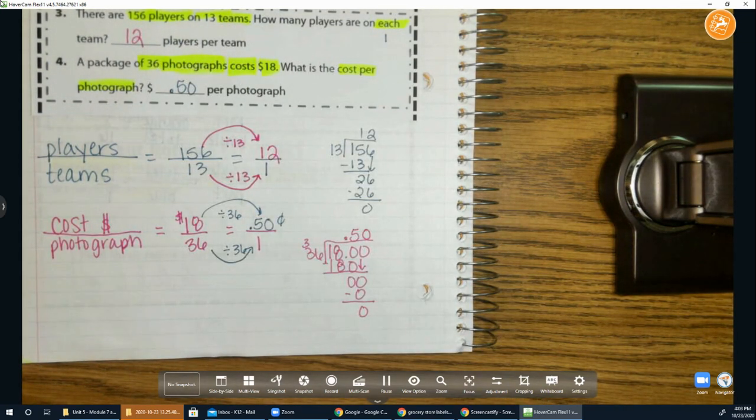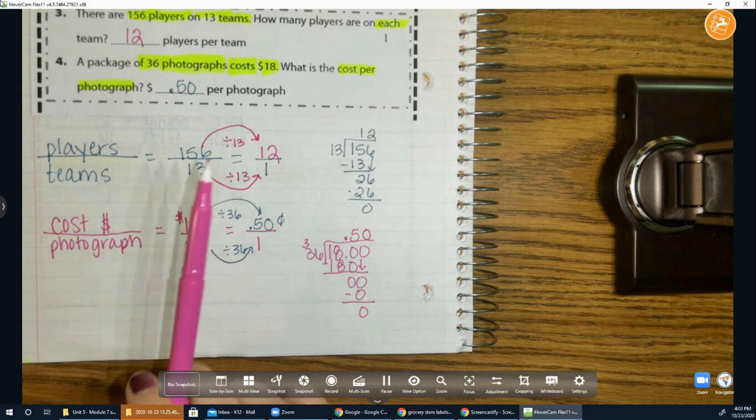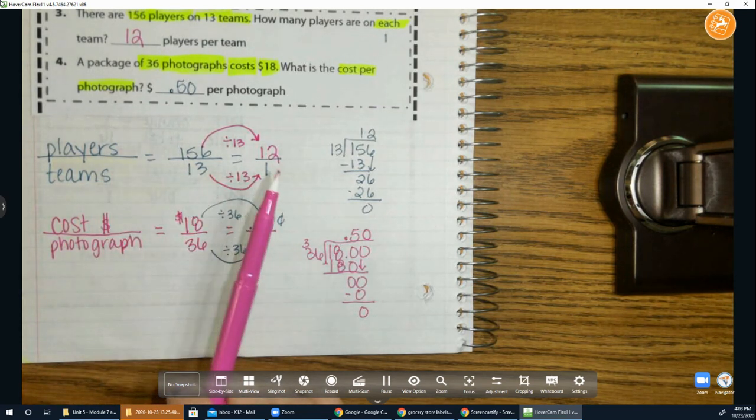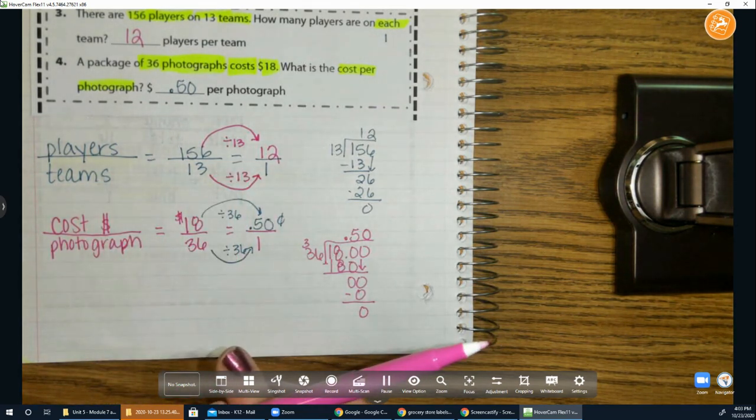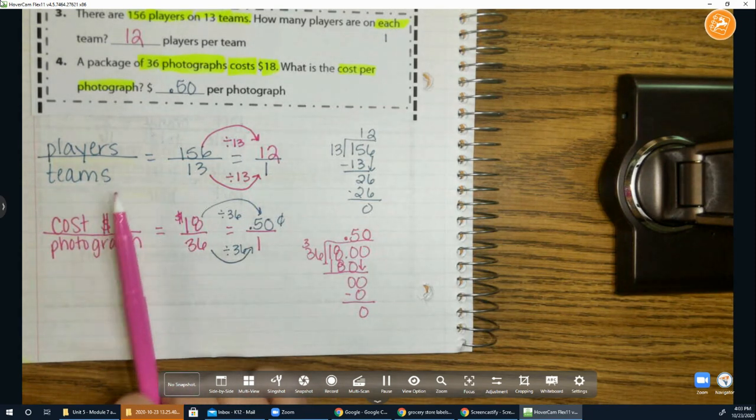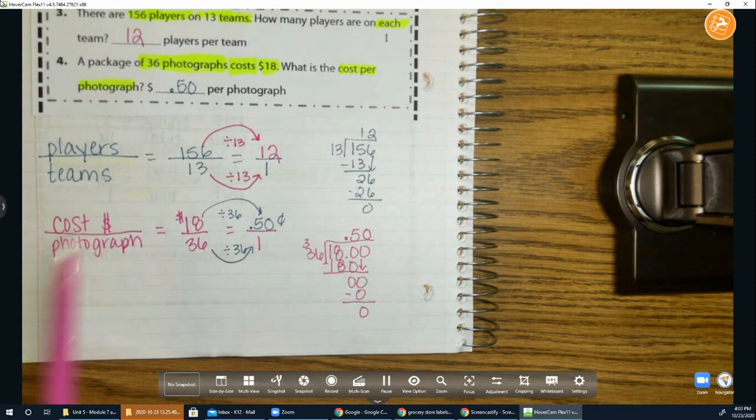Okay? And another key thing for you to remember is that when we're setting things up, money almost always will go on top. Money will almost always be your numerator because it will be like cost per pound, price per gallon, and so forth. Sometimes it's not, but most of the time it will be on top.